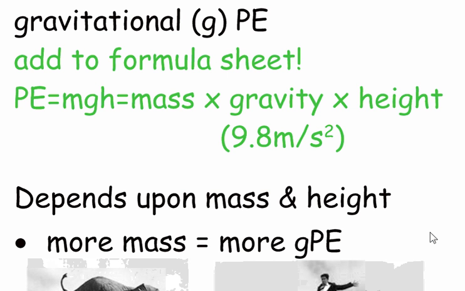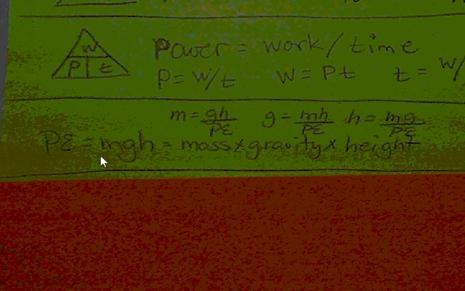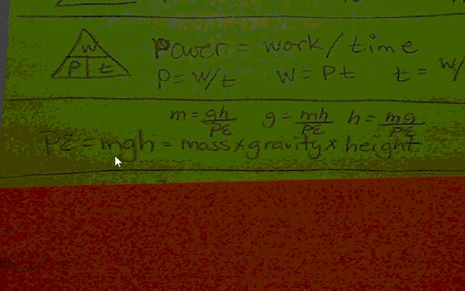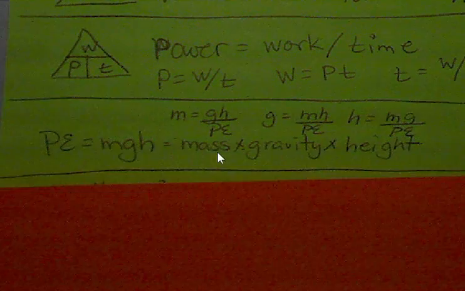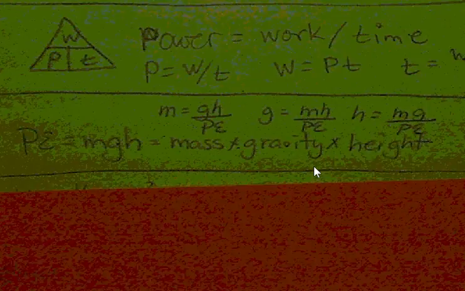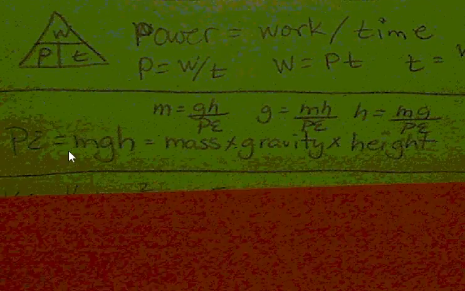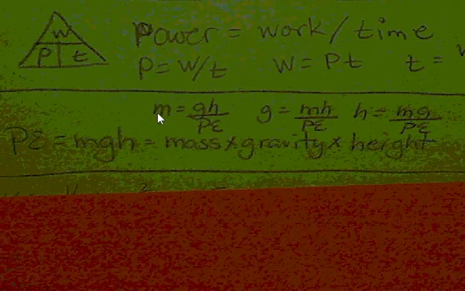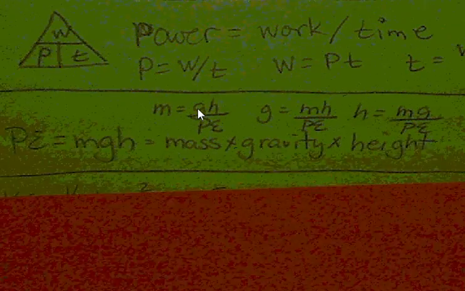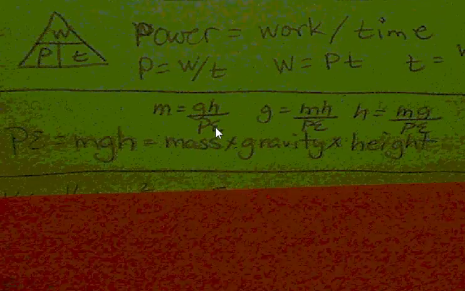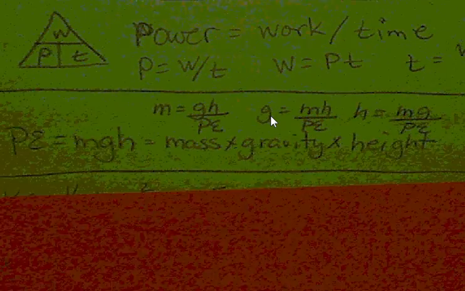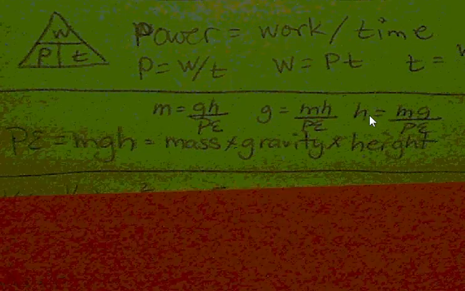So this is where we start today with gravitational potential energy. I'd like for you to add this to your formula sheet. So go ahead and add potential energy equals mass times gravity times height. And then add these three up here. This is just reconfiguring so we can calculate mass if we have gravity and height and potential energy. We can calculate gravity, we can calculate height.